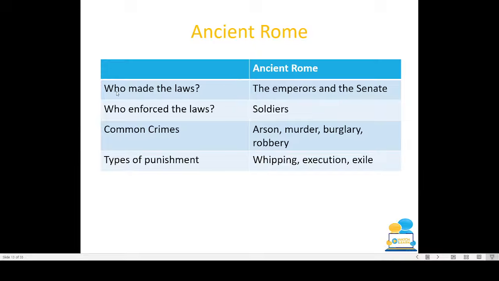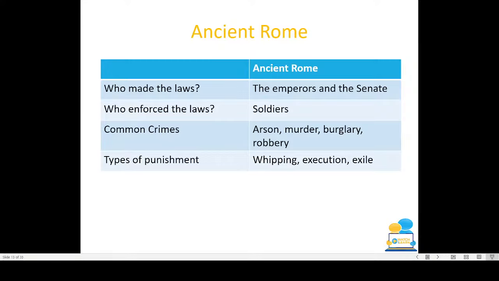So the first thing is we look at who made the laws. The emperors and the Senate made the laws, as we said. So who made the laws? We have the emperors and the Senate. And we're going to use this guide for later on when we're going through the sample questions.